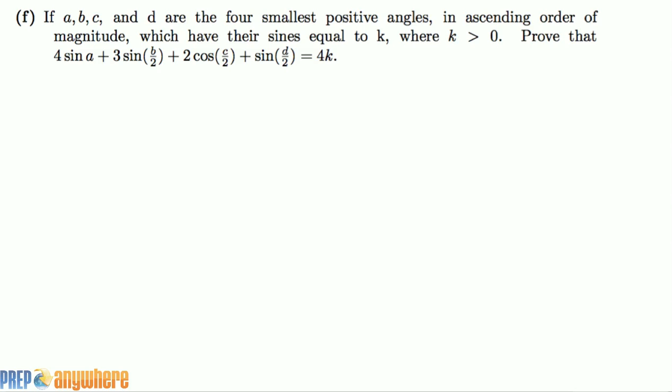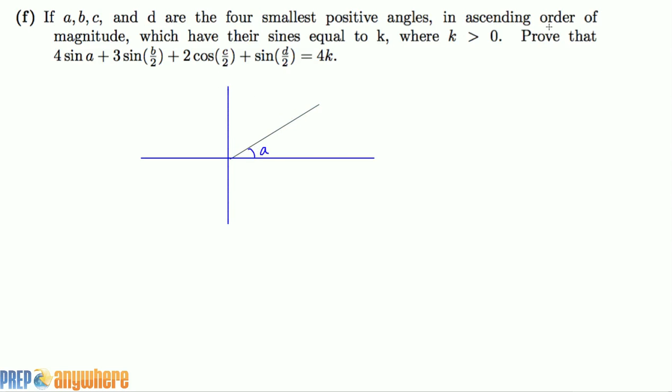Okay, if A, B, C, and D are the four smallest positive angles in ascending order, so I can safely assume then that angle A will be somewhere around here in the first quadrant. It might be smaller than that, it might be a little bit bigger than that, depending on what they're talking about further in the question.